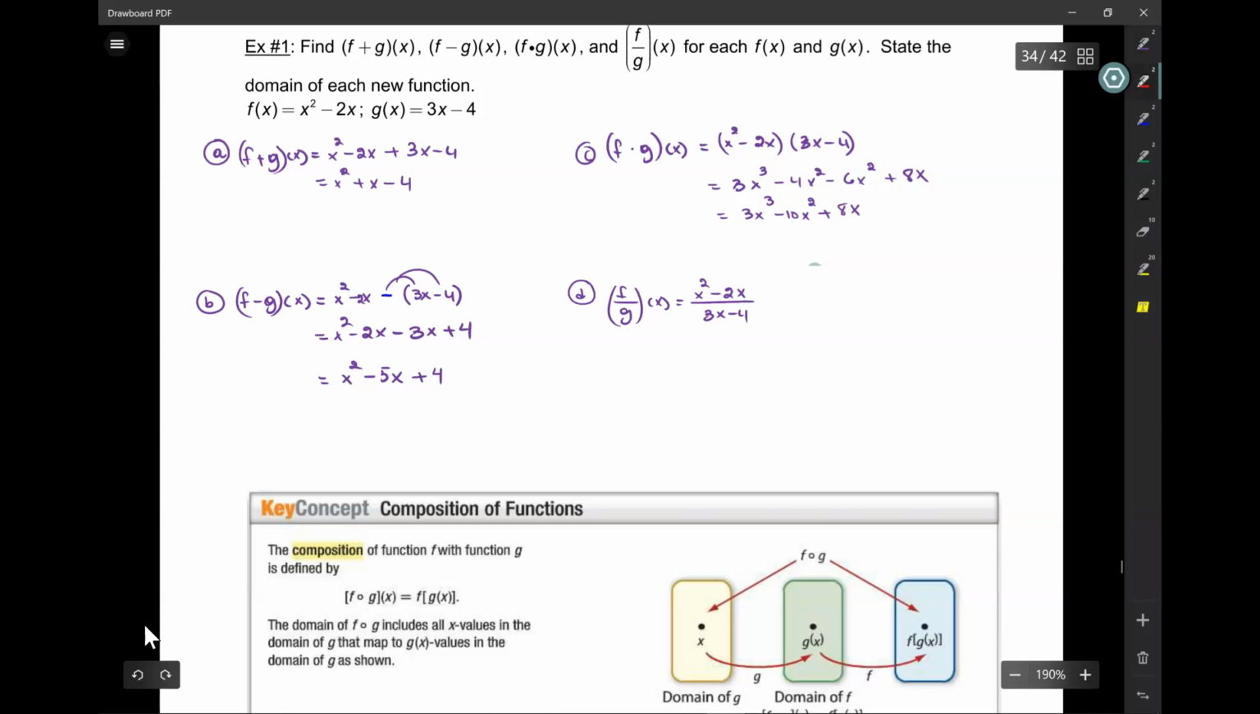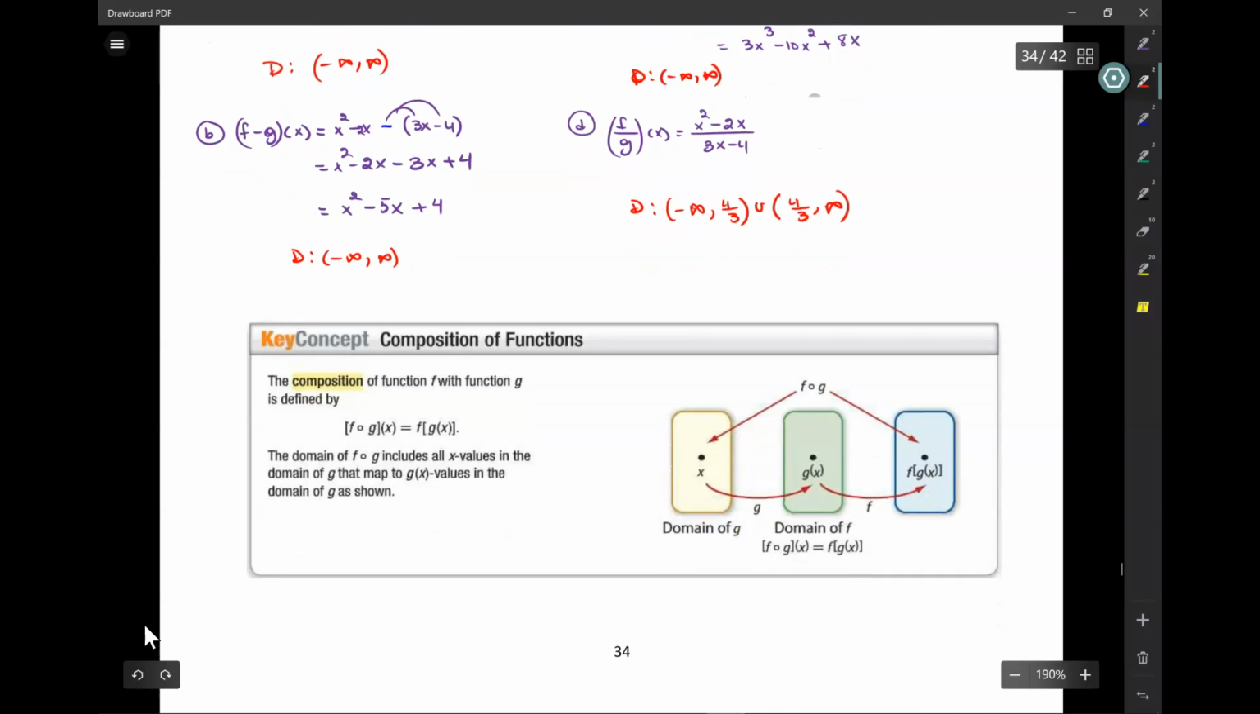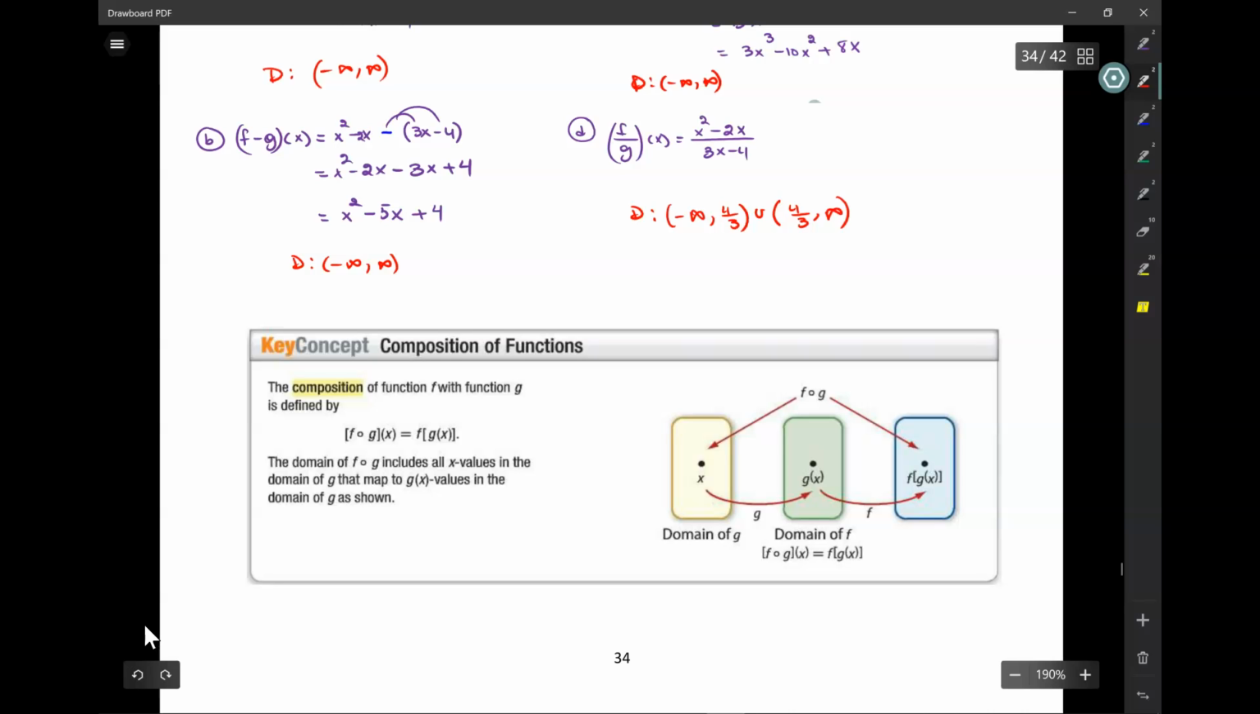Okay, now let's go ahead and do domain. What's the domain of the new function for part A? All real numbers. What about for B? All real numbers again. And C, same. What about D? It can't be 4/3. So it's negative infinity to 4/3 union 4/3 to infinity. No, if it's a closed bracket, then you're saying it can be 4/3. It undoes what you are trying to say. Okay. Questions before I move on?